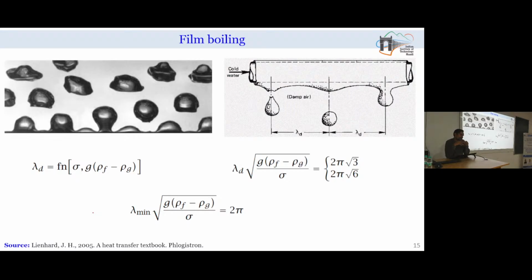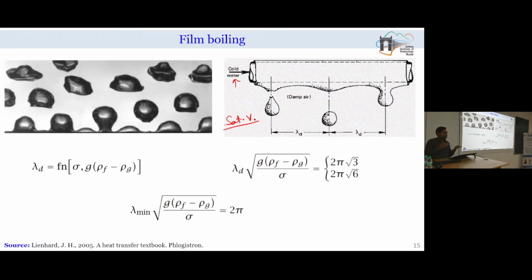One is called Taylor instability, and the second, which typically determines the value of critical heat flux, is Kelvin-Helmholtz instability. So, how do these instabilities come into the picture? Let us consider that I have a cylindrical tube. In this cylindrical tube, cold water is flowing, and the outside of this tube is exposed to saturated vapor.